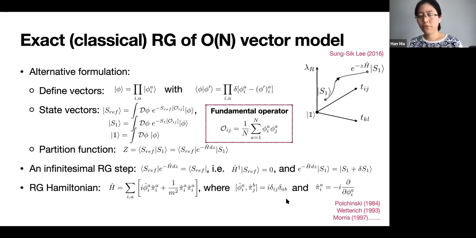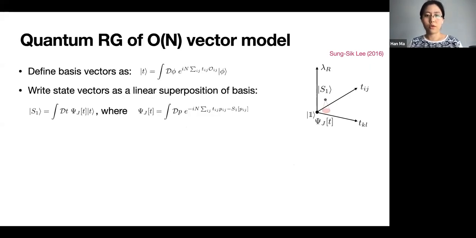And if you are from the high energy community, this formalism is the rewriting of the exact RG flow by Polchinski. And actually the Schrodinger equation for this RG Hamiltonian is the exact RG equation by these people. Okay, this is our alternative formulation for the classical RG.